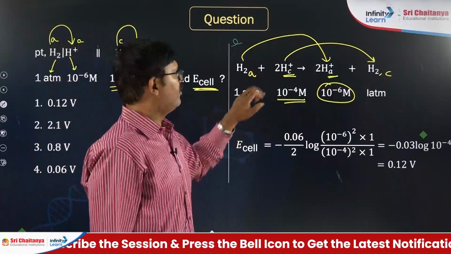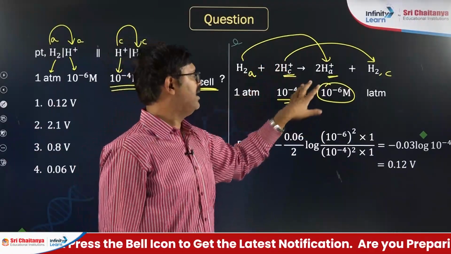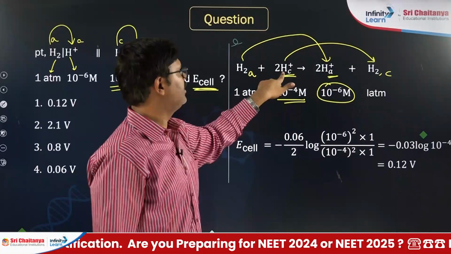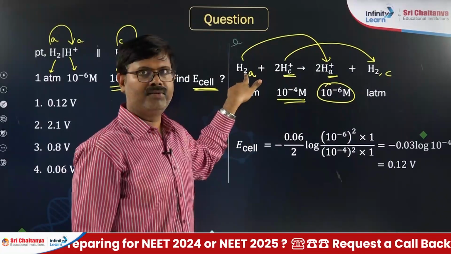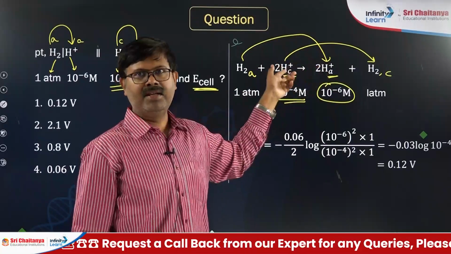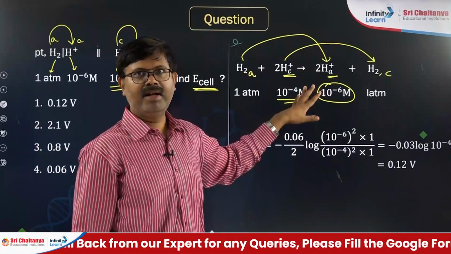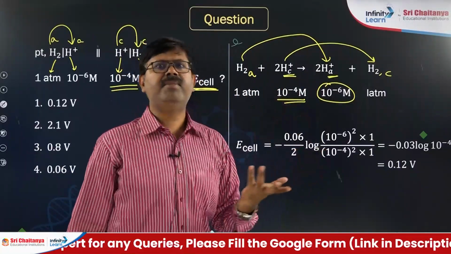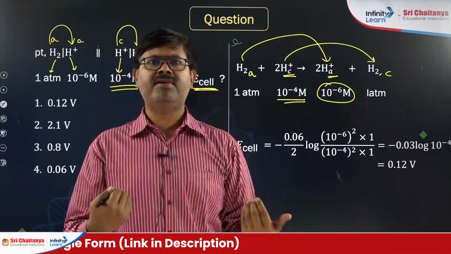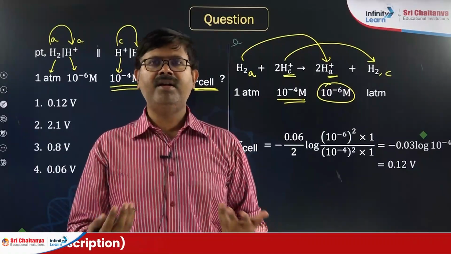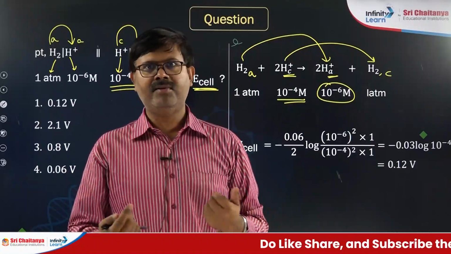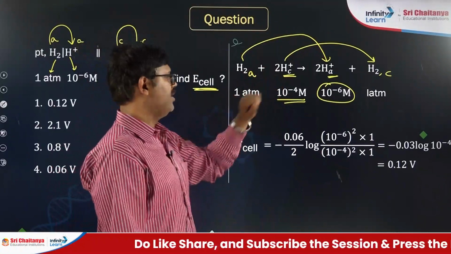Now Q value we can easily get: H plus square into pressure of H2 at the anode, by H plus square into pressure of H2 at the cathode. That is the Q. And number of moles of electrons, N, as you see clearly 2 moles of electrons are involved. And E naught cell will be 0 because if the anode side and cathode side have the same electrode involved, then reduction potential of cathode minus anode will always be 0. So E naught cell will be 0 for this.